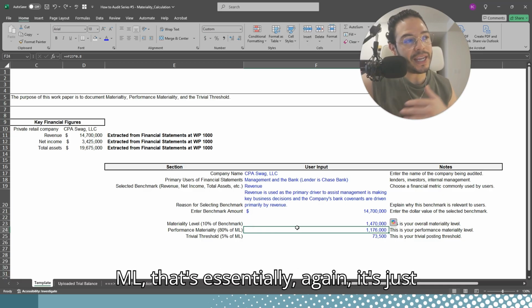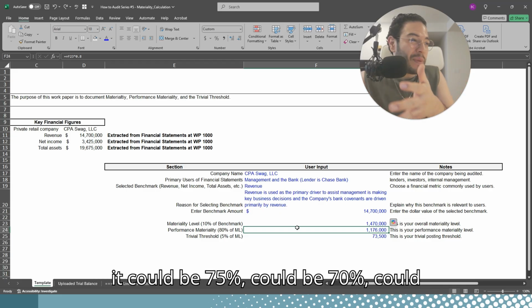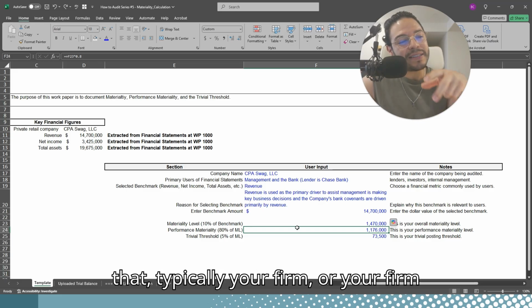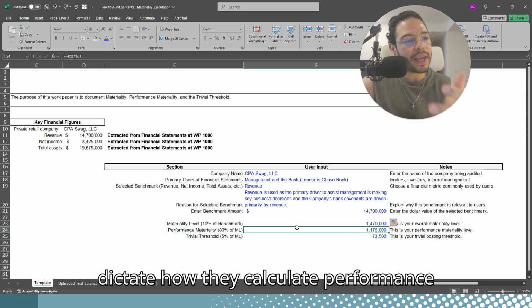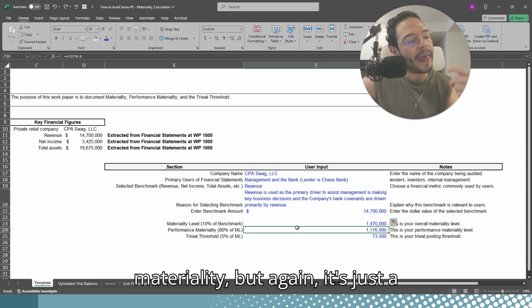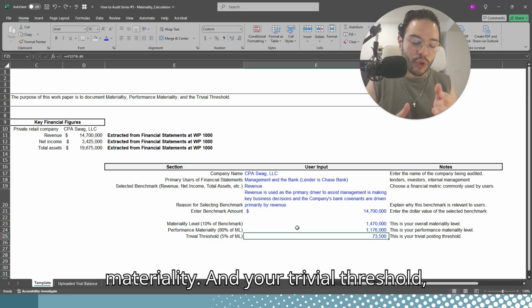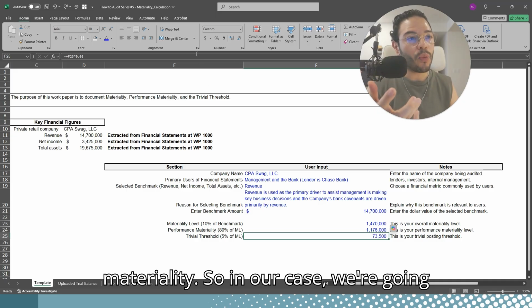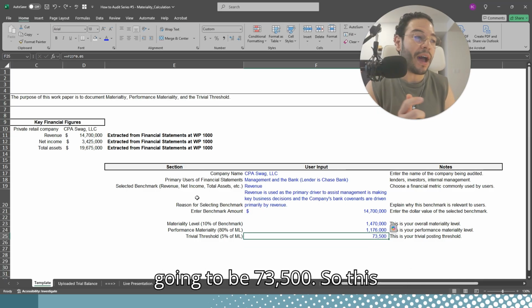That's essentially just a number set below your materiality. So it could be 75%, could be 70%, could be 80%, 85%. You're not going to dictate that. Typically, your firm guidance or your firm policy will dictate how they calculate performance materiality. But again, it's just a certain percentage of your overall materiality. And your trivial threshold, again, is just derived from your materiality. So in our case, we're going to do it at 5% of materiality. So that's going to be 73,500.